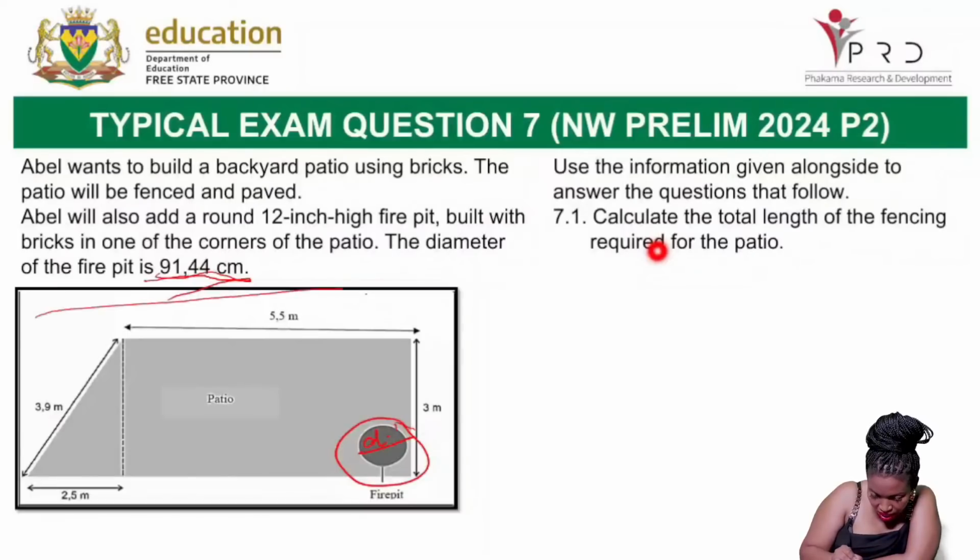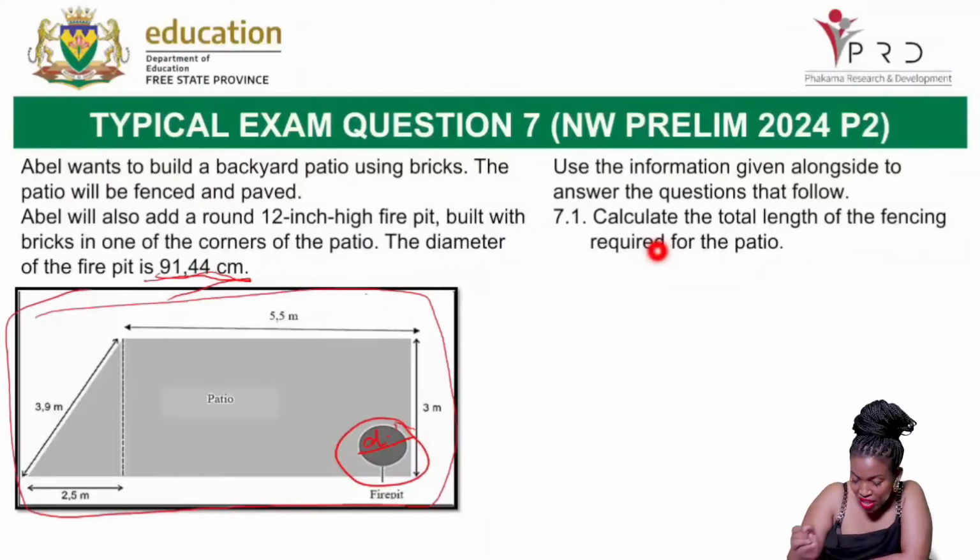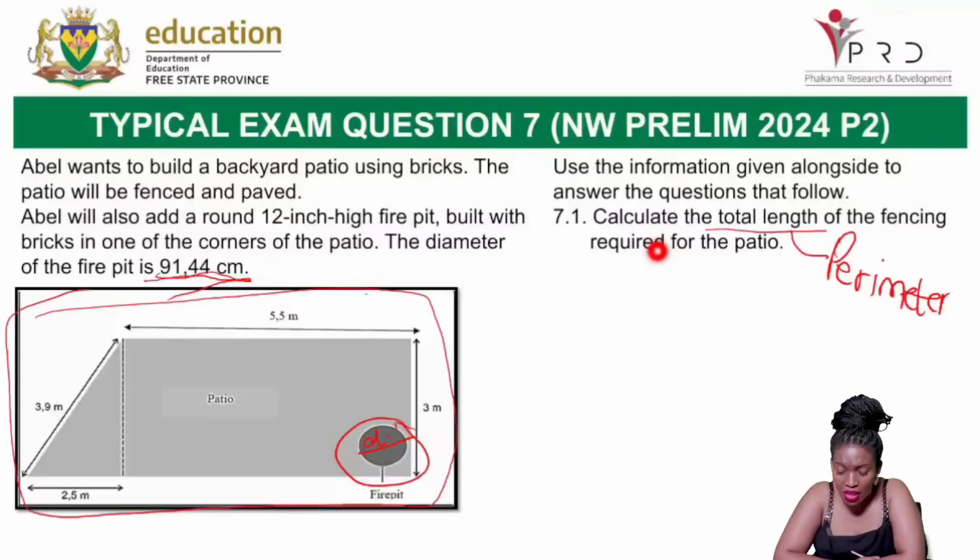So there is the patio. We can all see the shape of the patio. Let's look at our questions. 7.1. Calculate the total length of the fencing that is required for the patio. The moment you see the word total length, then what must come into your mind is the perimeter. It means they want me to find the perimeter. The moment you see total length, just know that that is the perimeter.